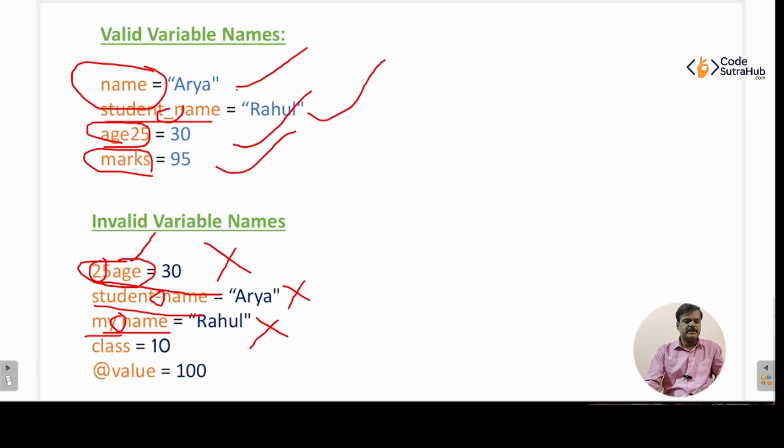Next, the fourth one: we have used class, which is a keyword provided by the Python language. Keywords are not allowed as the name of a variable. That's why this is also invalid. Next, at the rate of value. Here, at the rate of is a special character. This is also not allowed in a variable name. So this is also an invalid variable.